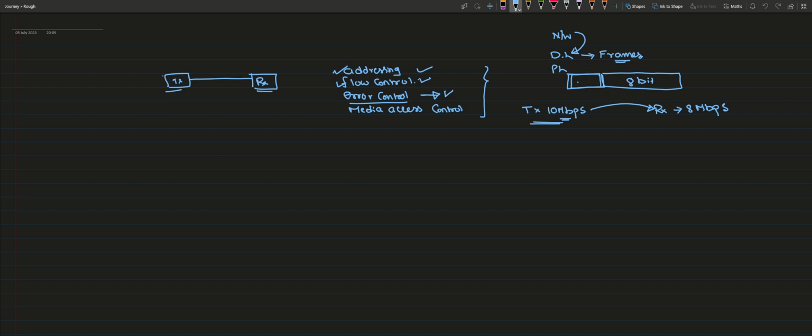So the next important thing we want to discuss is how it does error control and error detection.